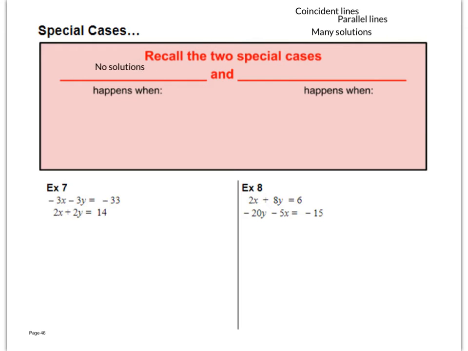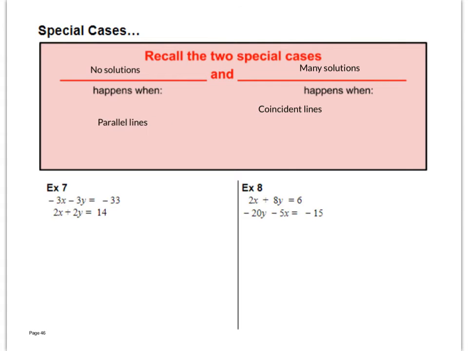So there are two weird answers you can get: no solutions or many solutions. And remember, you get many solutions on a graph when the lines coincide, when they're right on top of each other, overlapping. And on a graph, if they're parallel, that's when no solutions happens. They never cross. They never have a point that they intersect or have in common.